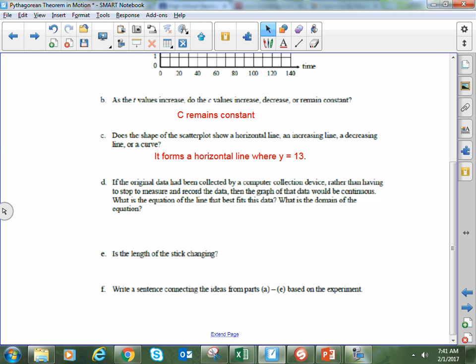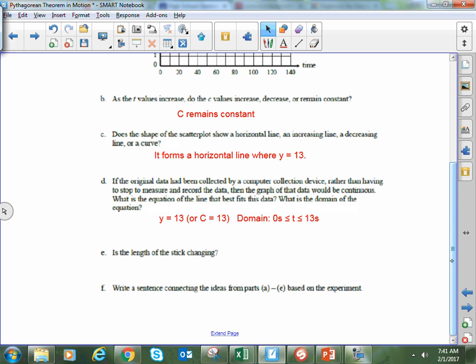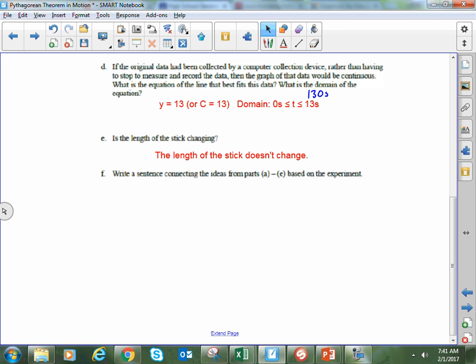What is the equation of the line that best fits the data, and what is the domain? Well, I already wrote the equation in the previous answer. So you'd say y is equal to 13 or C is equal to 13, and the domain in this case is between 0 and 13 seconds. We obviously can't have negative time, and we're only going up to 13 seconds. Or actually that should say 130 seconds. That's a typo. 130 seconds, because you're increasing by 10-second intervals. Is the length of the stick changing? No, it doesn't change. It's a fixed figure.